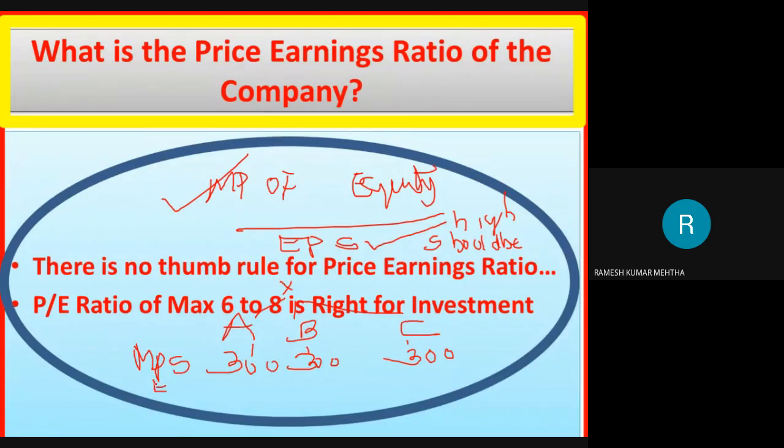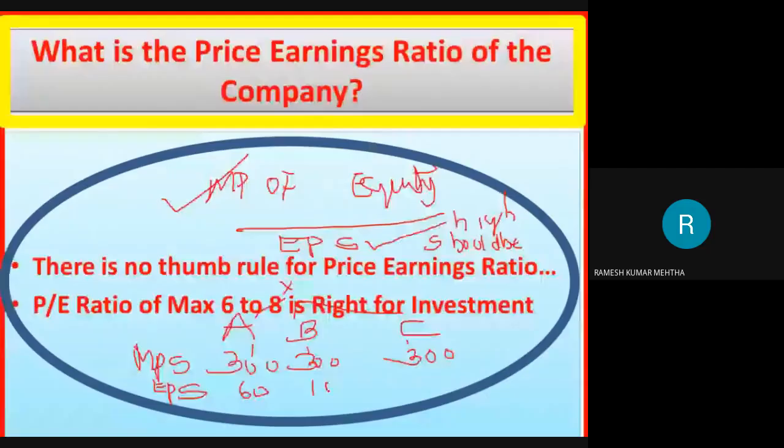After 1 year, one company has reported an earnings per share of 60 rupees. In this case, the company has reported an earnings per share of 100 rupees, and here they have reported an earnings per share of 150 rupees per share. So here the earnings are very high, here the earnings are average, and here it is somewhat low in comparison with the other companies.